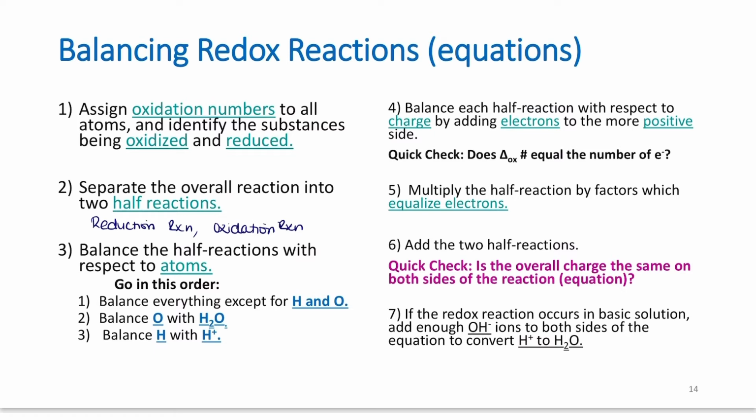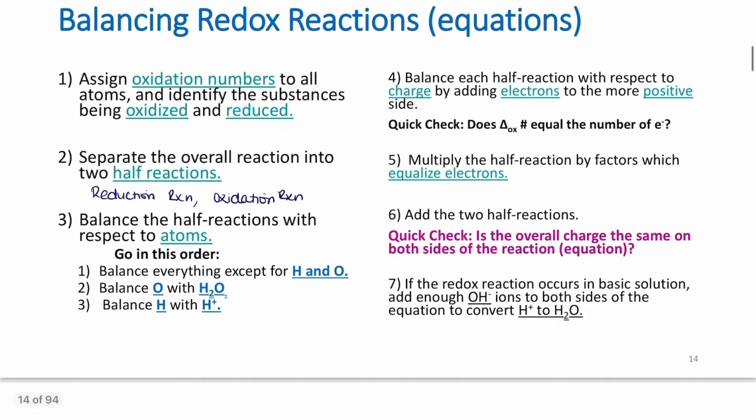If the redox reaction occurs in acidic solution, you're now done. If the redox reaction occurs in basic solution, though, you need to add enough hydroxide ions to both sides of the equation to convert all H+ to H2O. And you'll see why when we do a couple examples, but bottom line, we can't have H+ floating around in a basic solution, because what happens to H+ in basic solution? It's neutralized.